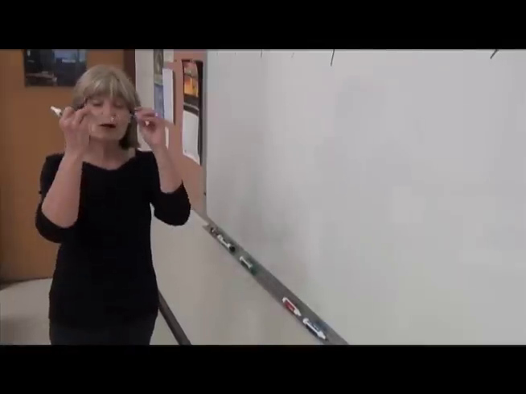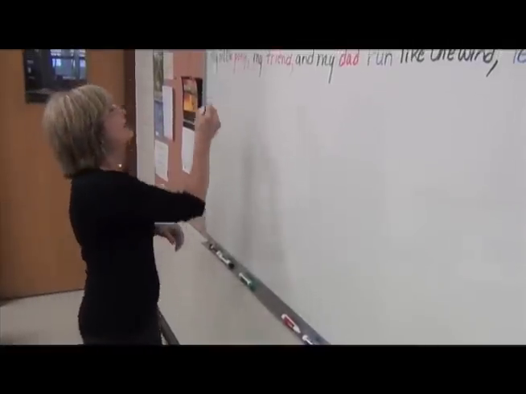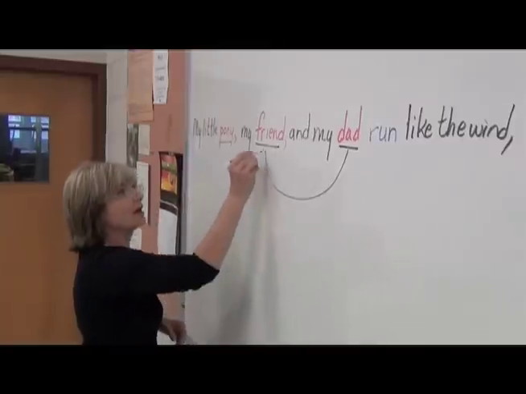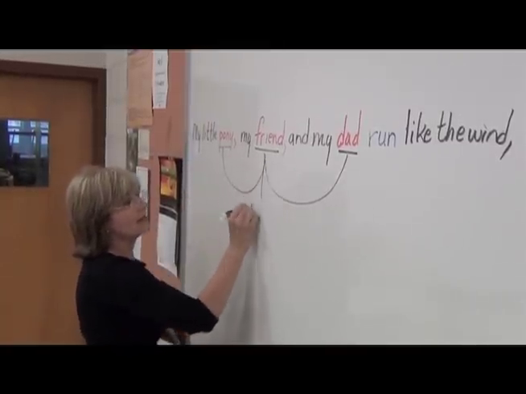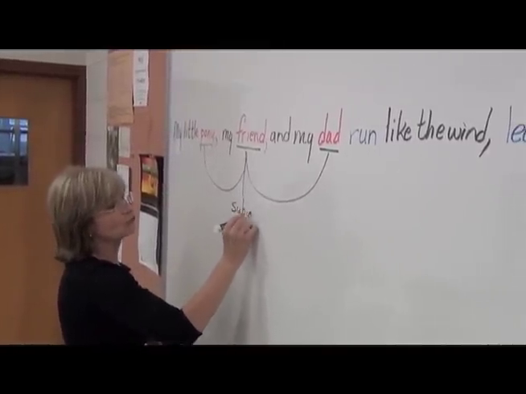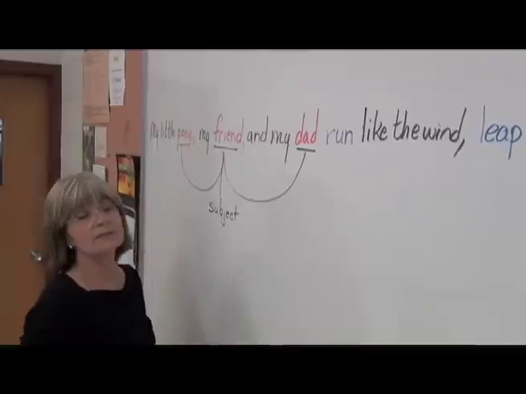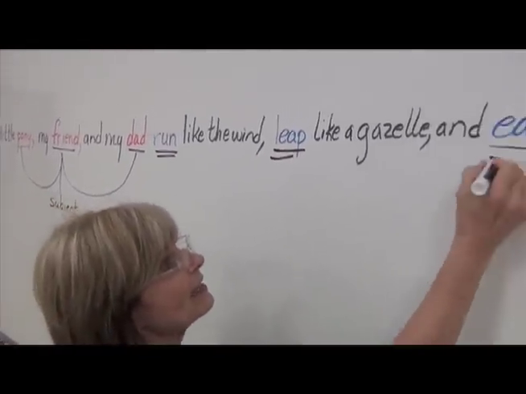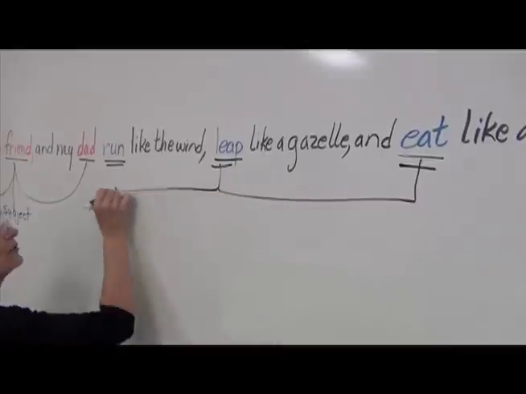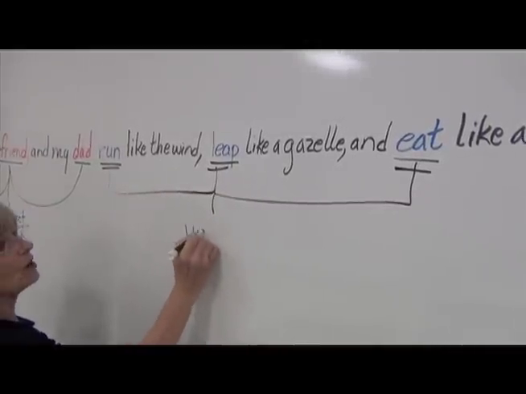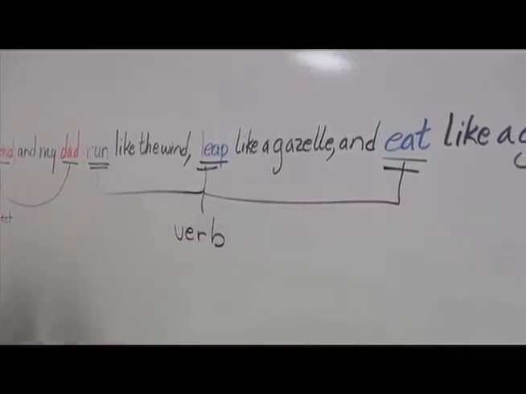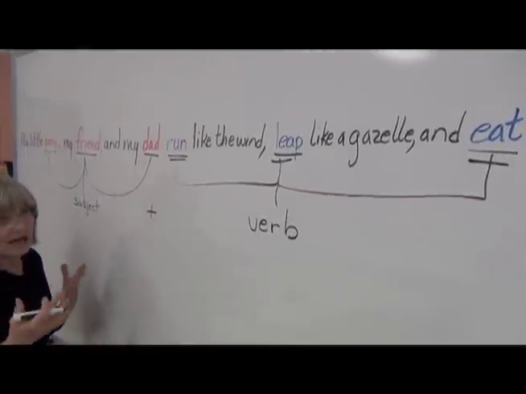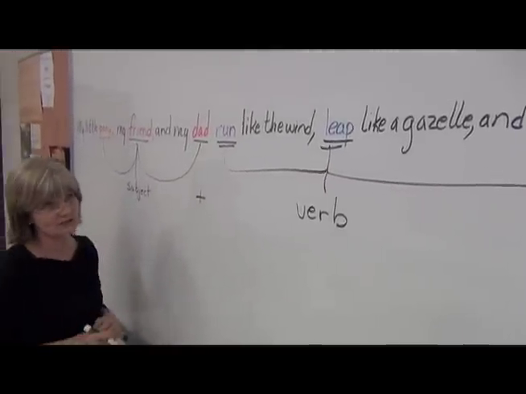So let's take apart our simple sentence. Our pony, our friend, and our dad are all nouns that join and form one subject group. And what are all three of them doing? Well, they not only can run, they can leap, and they can eat. So all three of these verbs form one main verb group. We still have a simple sentence, and look how long it is. It does not have to be short just because it's simple.